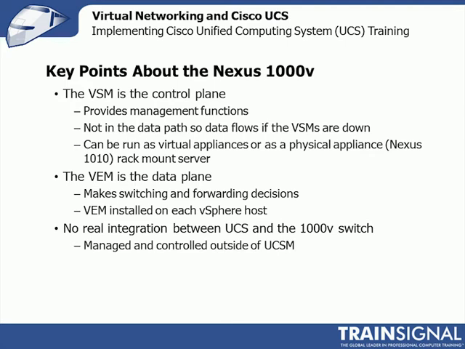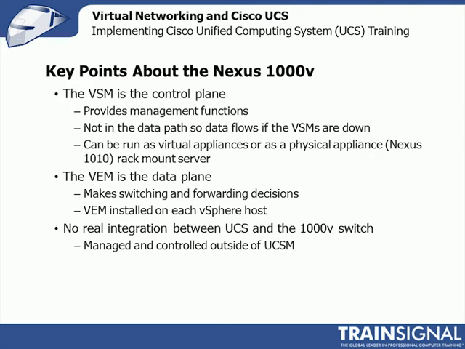And the VSM can be run as virtual appliances or as a physical appliance, the Nexus 1010. The VEM is the data plane. It makes switching and forwarding decisions, and it's installed on each vSphere host. So when a frame gets sent by a virtual machine and it hits the VEM, which figures out which physical NIC out of the vSphere box it needs to go out, it doesn't get sent to the VSM and the VSM does it. It's all done locally on the VEM on the vSphere box. So it handles all forwarding and switching decisions.